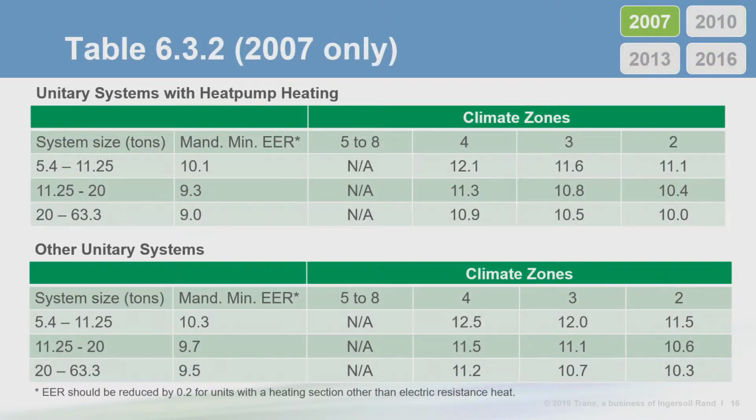Now here's what the table looks like in the 2007 version. The table is divided into 2 halves: unitary systems with heat pump heating at the top and other unitary systems at the bottom. System sizes are shown along with the mandatory minimum EER value. Then the climate zone dependent minimum cooling efficiency required EER. Notice for either type of system, no improvements are listed for climate zones 5 through 8. Within the table footnotes, it states that economizer elimination in these climate zones is not allowed.